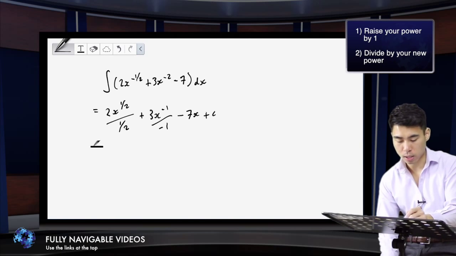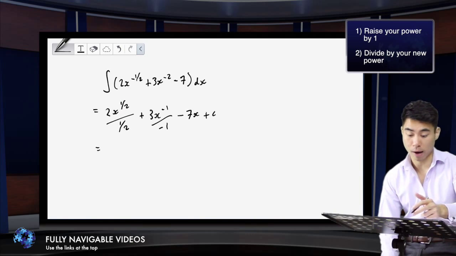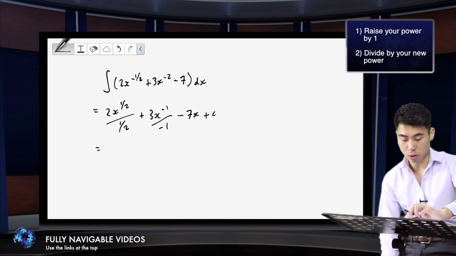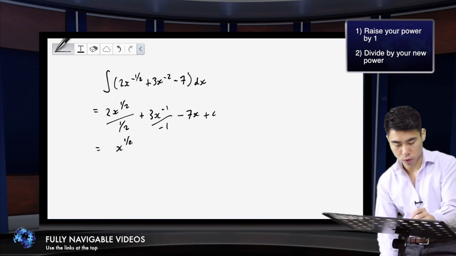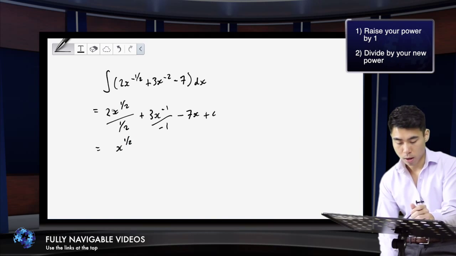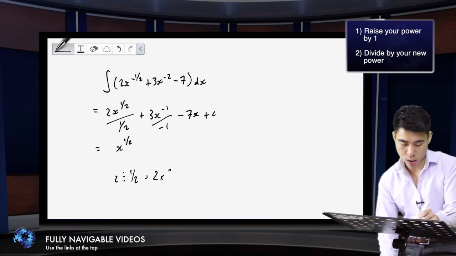And then just tidying this up, obviously look at this first one. We don't like to have fractions within fractions. So using our rule, essentially you're flipping this fraction over, so in terms of your x component it's going to be x to the half. But dealing with this bit here, so your 2 divided by a half, that's the same as 2 times by 2 over 1.